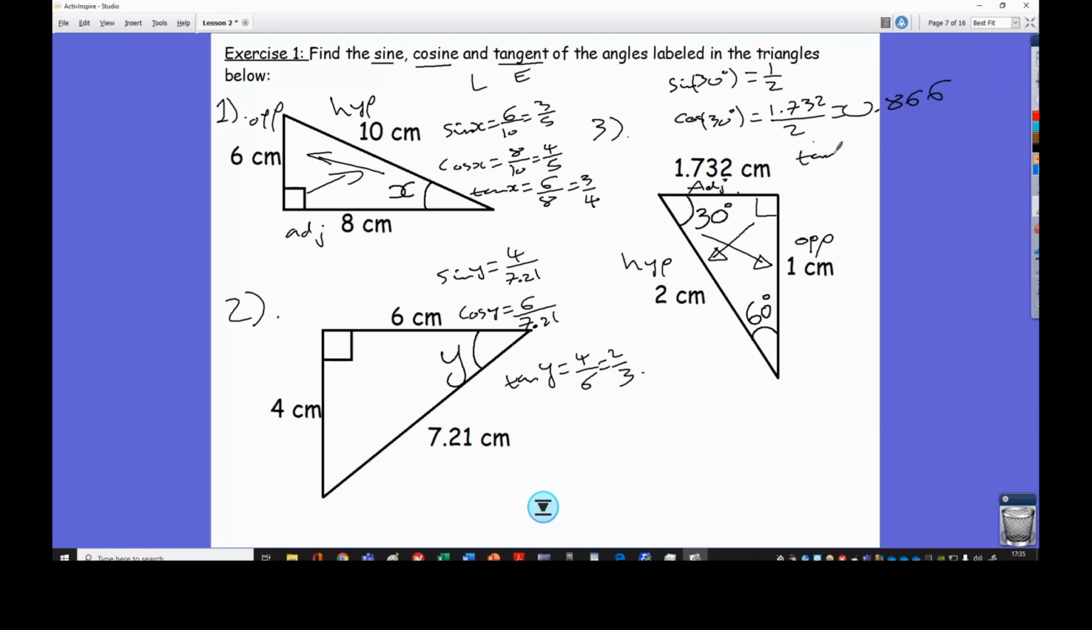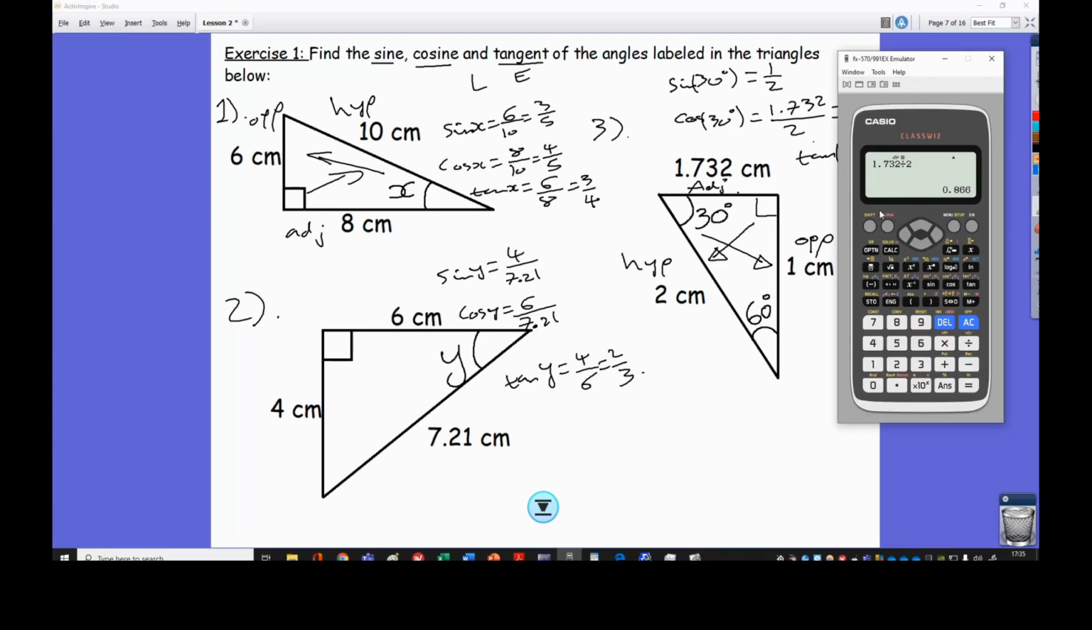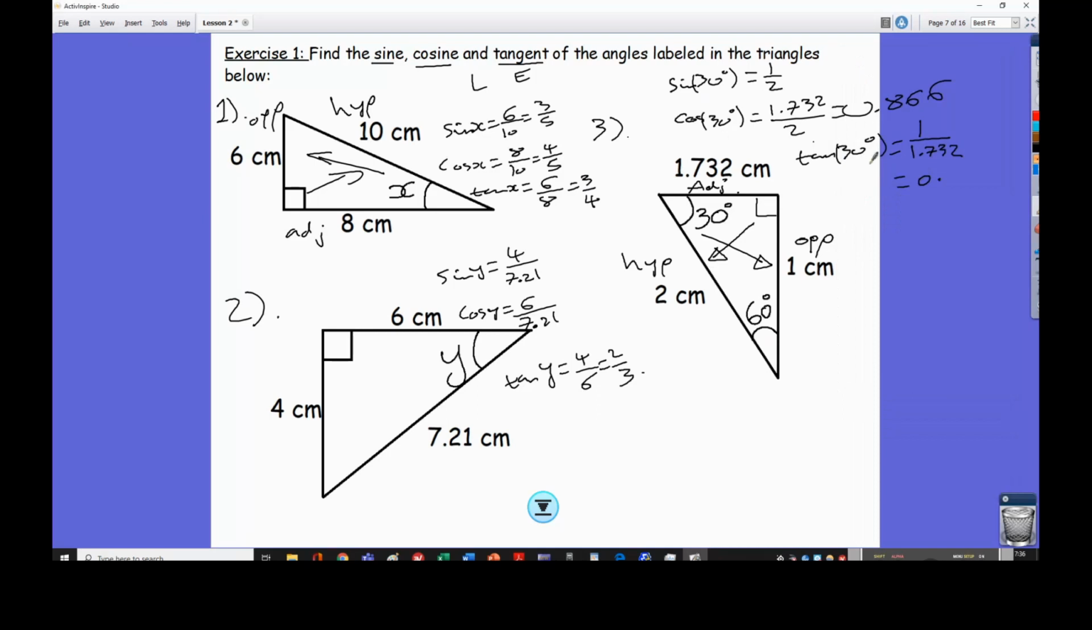And then tan 30 is equal to the opposite over the adjacent. So tan 30 is going to be 1 over 1.732, which if you work it out on your calculator, 1 divided by 1.732, we get about 0.577. I used 3dp in the question, so I'll use 3dp in the answer.